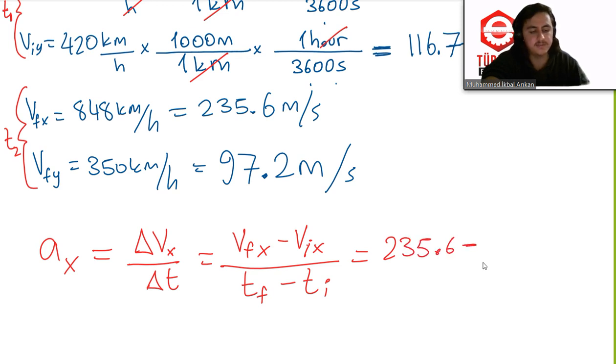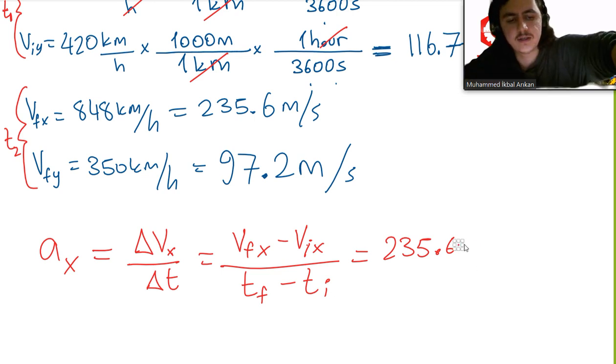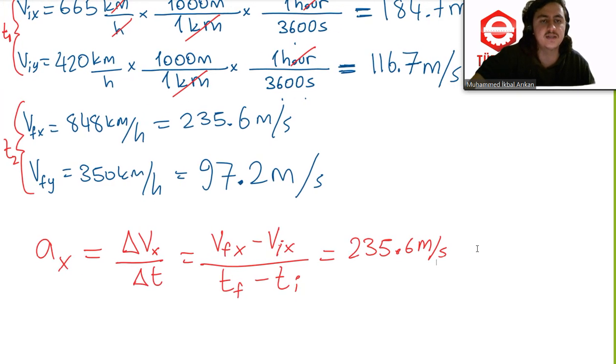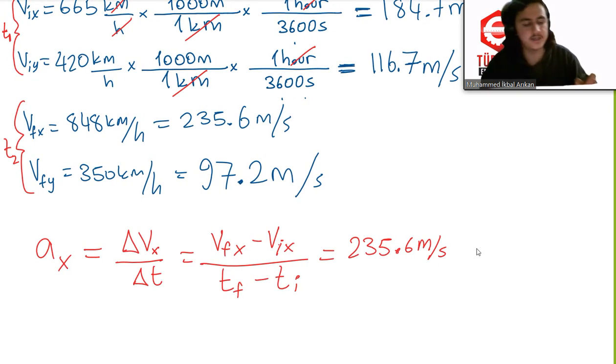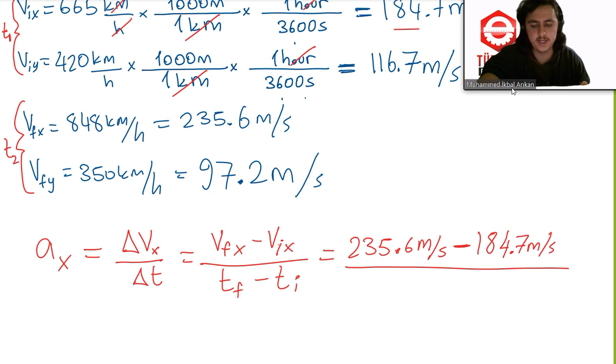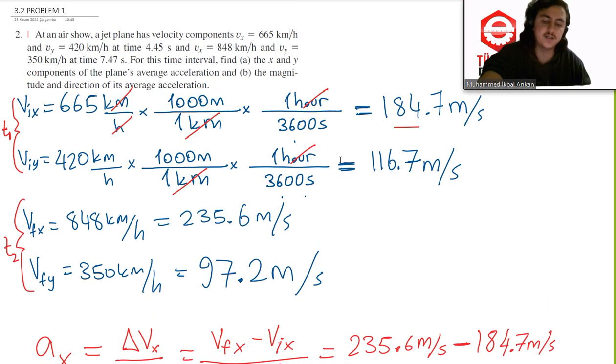235.6 minus. Let's put the units. Acceleration will have meter per second unit divided by second, so the acceleration unit will be meter per second squared. This is the SI unit for acceleration. Minus initial x, which is 184.7 meter per second. When you divide meter per second by second, you get meter per second squared.